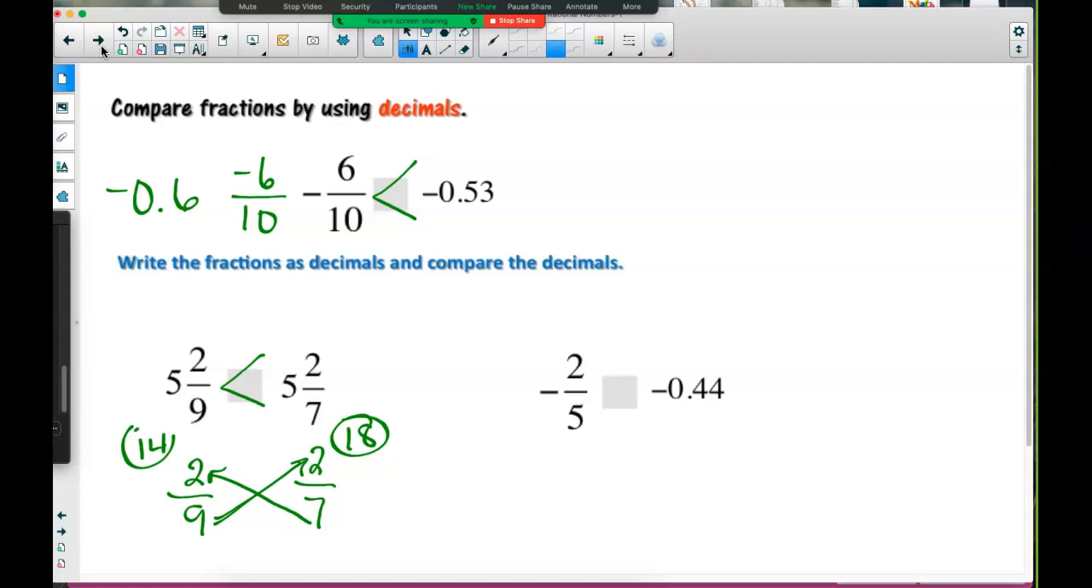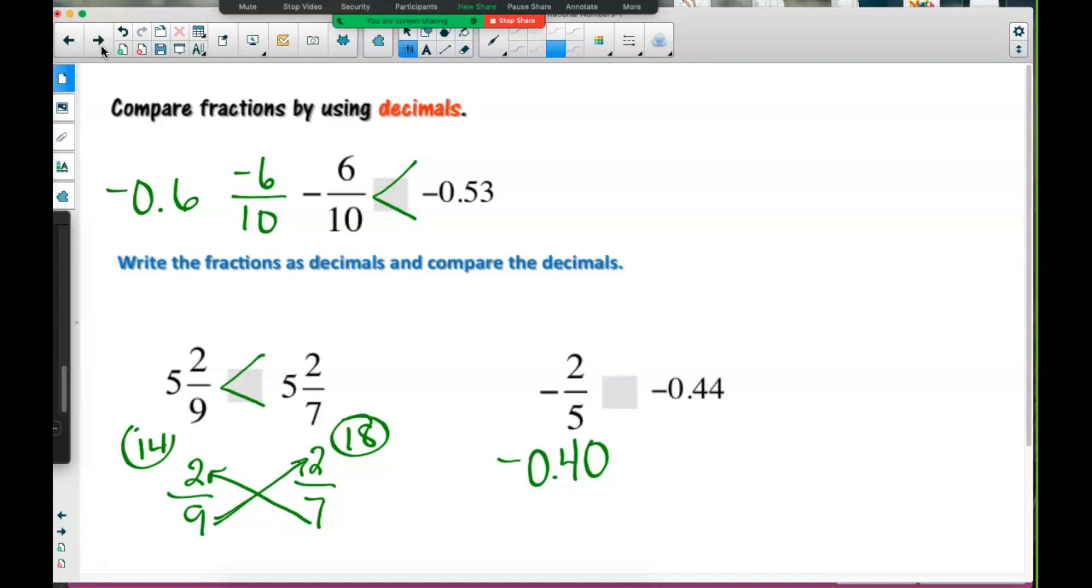Okay, -2/5 and -0.44. Use your calculator. Let's change -2/5 to a decimal first. So we would do 2 divided by 5, which is -0.4. Okay, you guys, it confuses me sometimes when decimals don't have the same number of decimal places. So I'm going to put a 0 behind this 4. Because then I can remove the decimal and just think of it as -40 and -44.